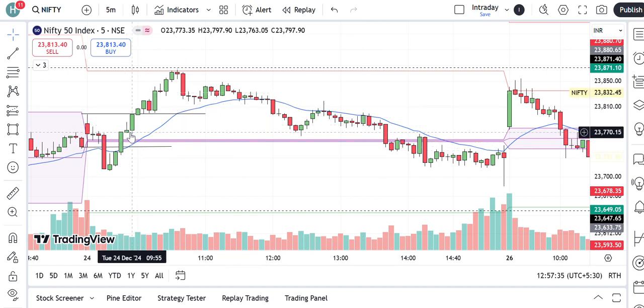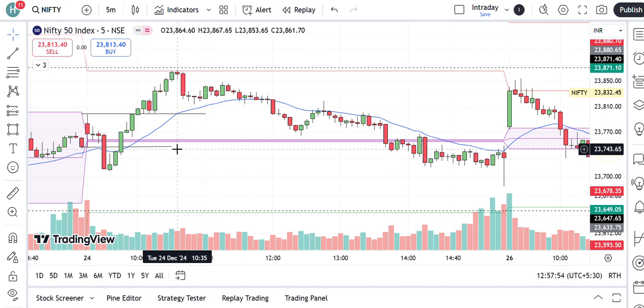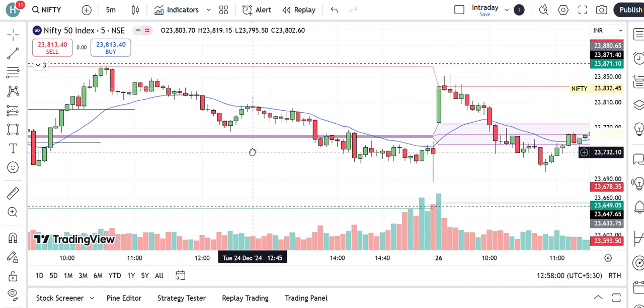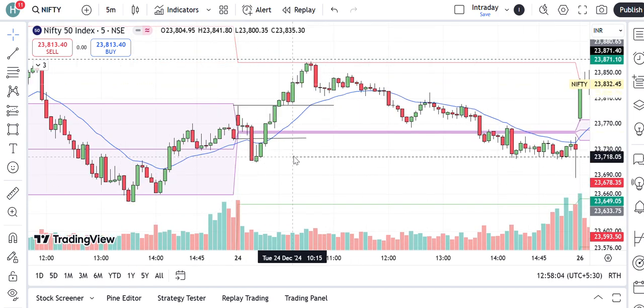So what you have to do is wait for the right setup, and if you are confused about the trade, better not to take it. Worst case, what will happen? You will miss the profit, but you will not lose. Not losing is the game. Winning is not the game in trading. So in such tricky days, keep your position sizing correct and stop loss at the right position. So that's it. Let's go to the next day.